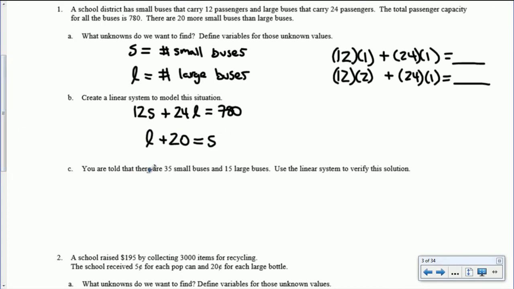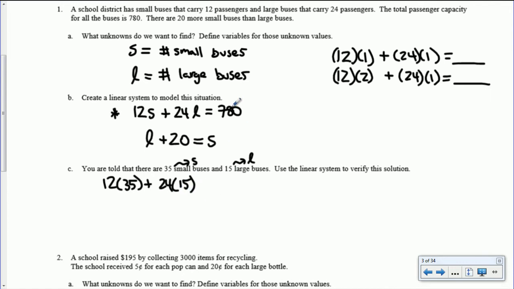Okay, you're told that there are 35 small buses and 15 large buses. Use the system to verify. So 35, that's our S. 15, that's our L. So let's check that this first one is correct. So 12 times the number of small buses, so that'd be 35, plus 24 times the number of large buses. Sorry, I lost it there. 12 times 35 plus 24 times 15, that goes in for L.